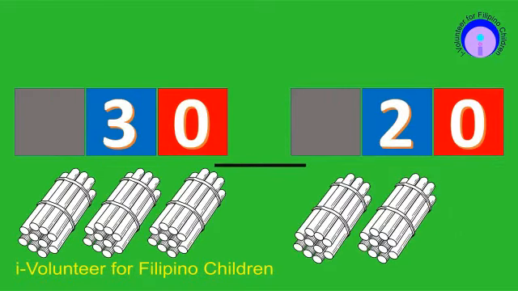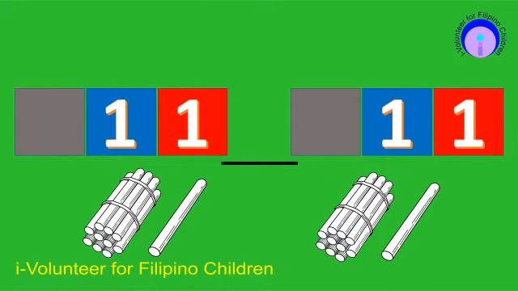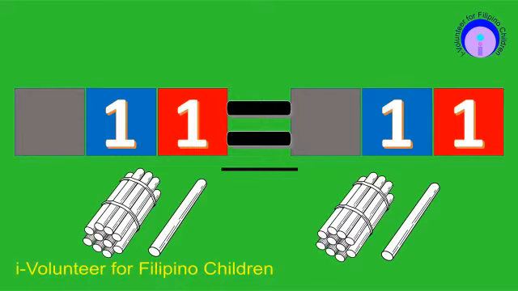Let's continue comparing. 30 is greater than 20. How about this one? The one on the left is the same as the one on the right. Which symbol are we going to use? This is read as 11 is equal to 11, or 11 equals 11.